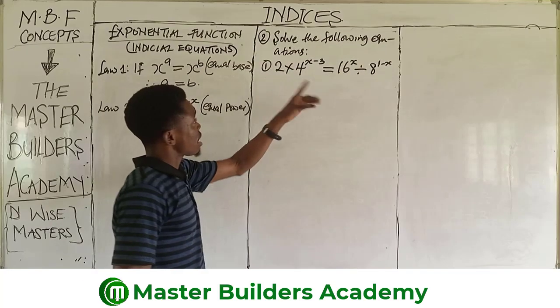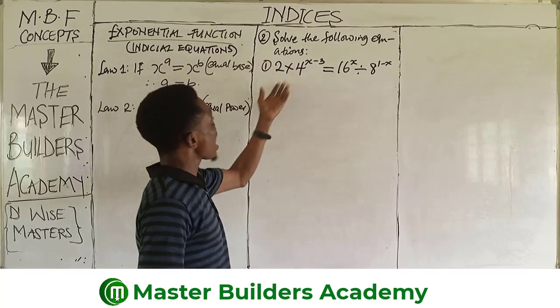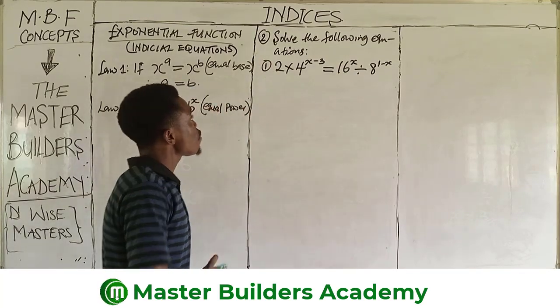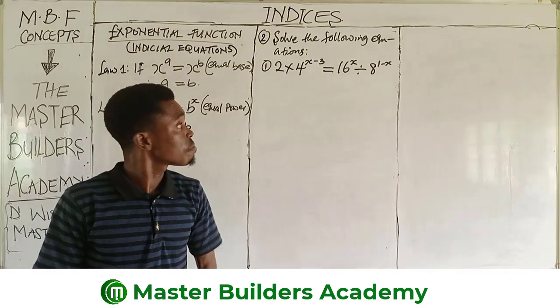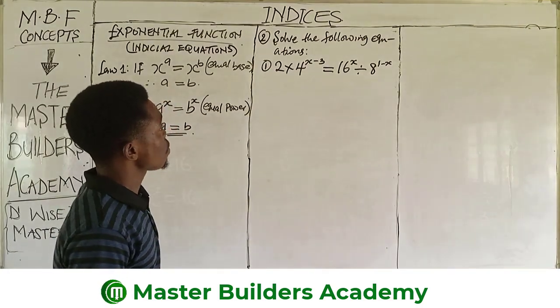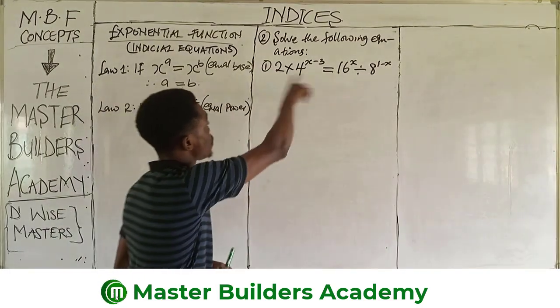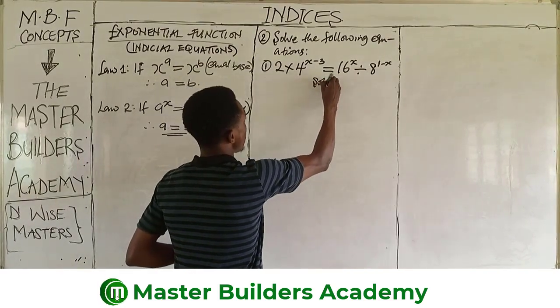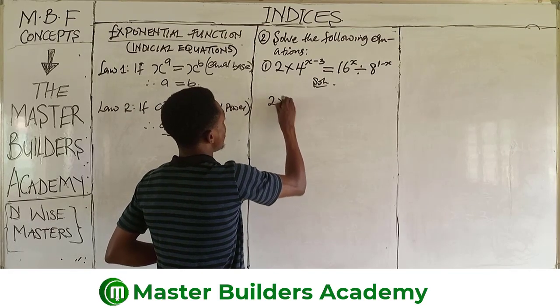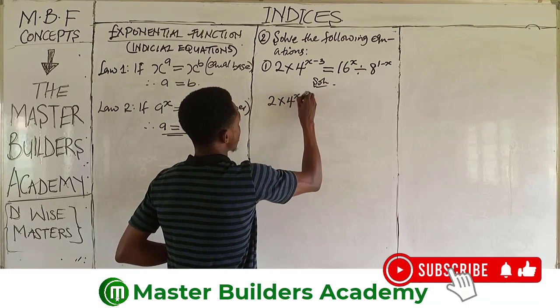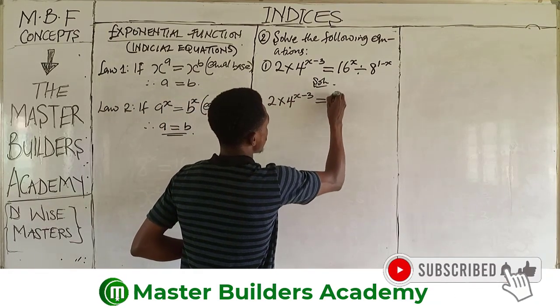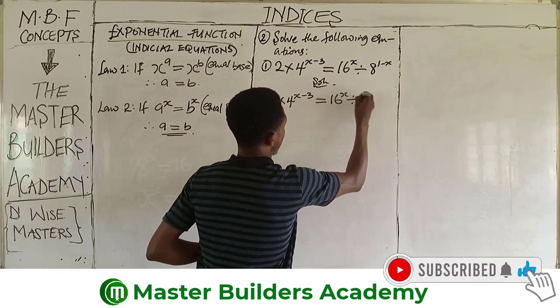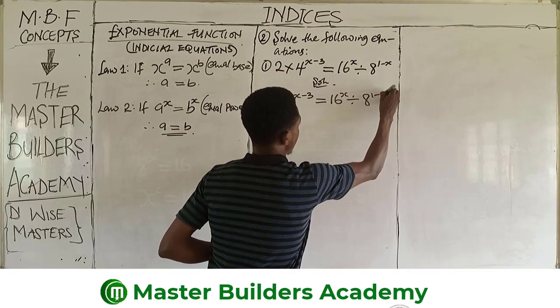Now, on the board, which happens to be question number 2, we are asked to solve the following equation. So we are solving this right away. Now we have 2 multiplied by 4 to the power x minus 3 is equal to 16 to the power x divided by 8 to the power 1 minus x.